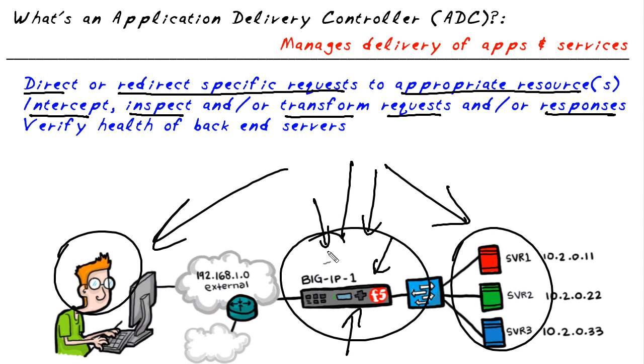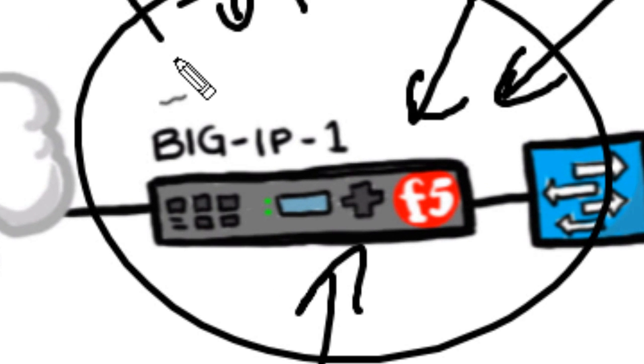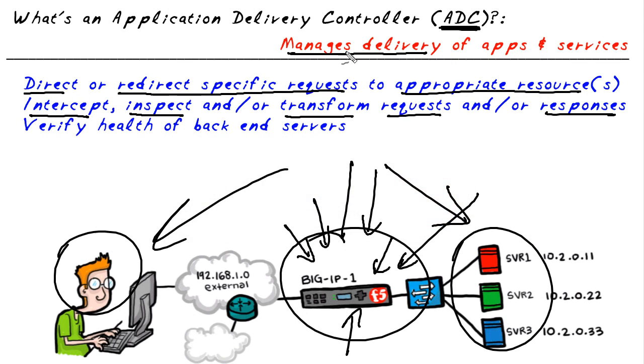This device could also have the ability to verify the health and well-being of these servers to make sure they're up and available to respond to requests. And what we might call this magical device here between the client and the server is an application delivery controller. And it can be used to manage the delivery of our apps and services.